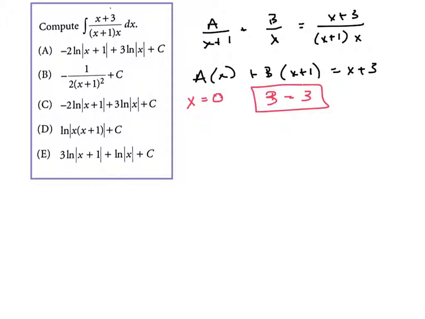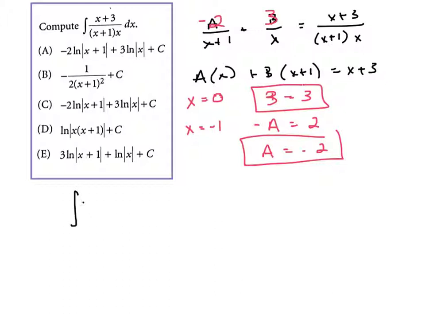The other easy one to pick would be negative 1. Okay, so then we have negative 1a equals 2, so that means that a is equal to negative 2. Okay, so we can plug those back up here, negative 2 and 3, and rewrite our integrals. Negative 2 over x plus 1 dx plus integral of 3 over x dx.